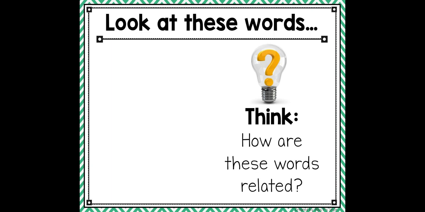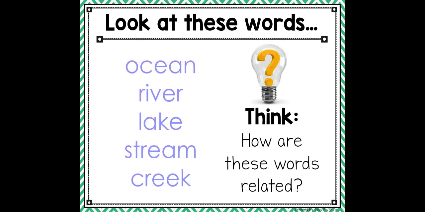So let's practice some more. I want you to take a look at these words, and I want you to think about how these words are related. What could be the main idea that includes these words? So here are your words: ocean, river, lake, stream, creek. So I want you to think to yourself right now, how are these words related?